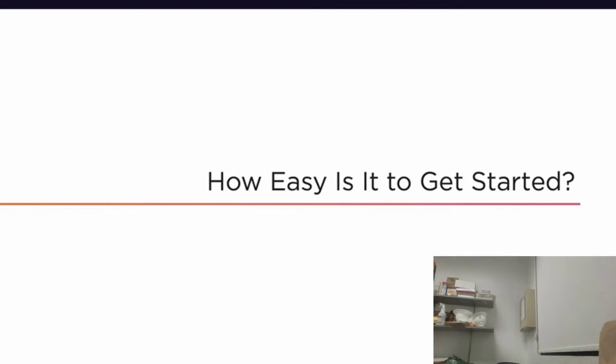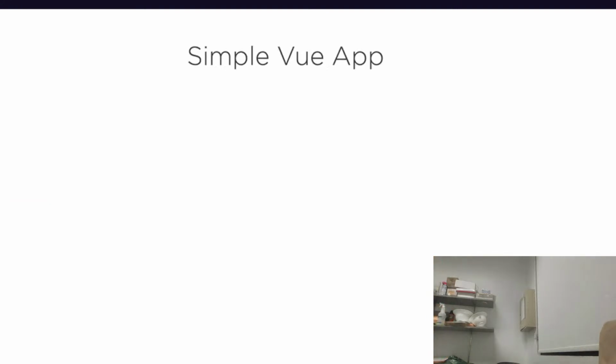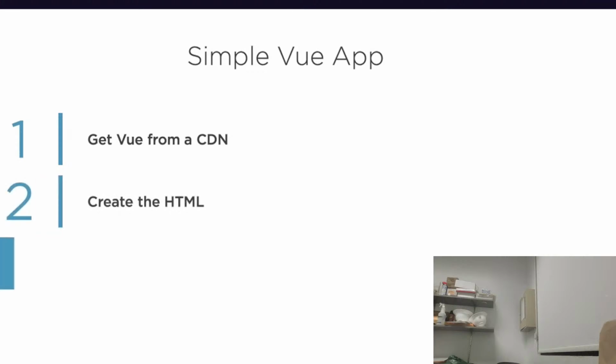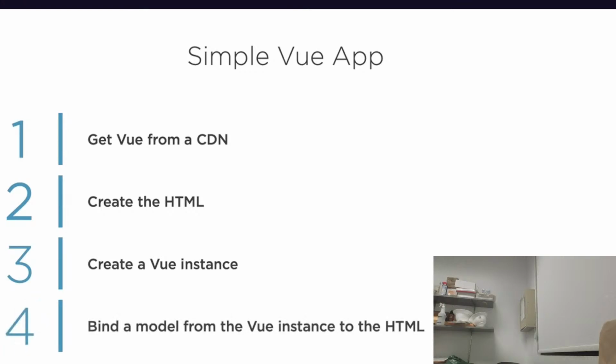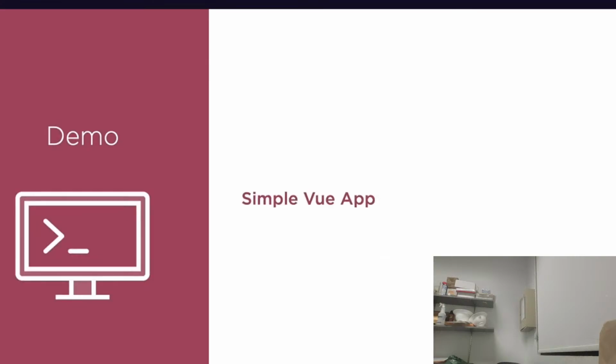Let's find out how easy it is to get started with Vue. We're going to do these things together, but what are we going to do? Well, we're going to build a simple Vue application and we're going to get Vue from a content delivery network or a CDN. We're going to build some HTML in the page. We're going to create an instance of Vue. That's so we can interact with Vue's features. And then we're going to have some data or a model, and we're going to bind it from Vue to the HTML page. So the next step is for us to go do this together.